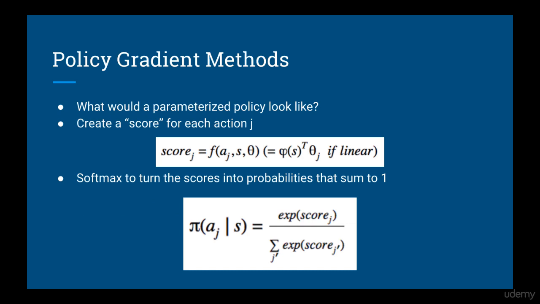So what would a parameterized policy look like? Well, we know that the policy has to be some kind of probability, pi of a given s. In particular, we can score each action a using a linear model or any other kind of model. And then, as we know from deep learning, we can use the softmax function to turn these action scores into probabilities. This ensures that all the probabilities sum to 1.